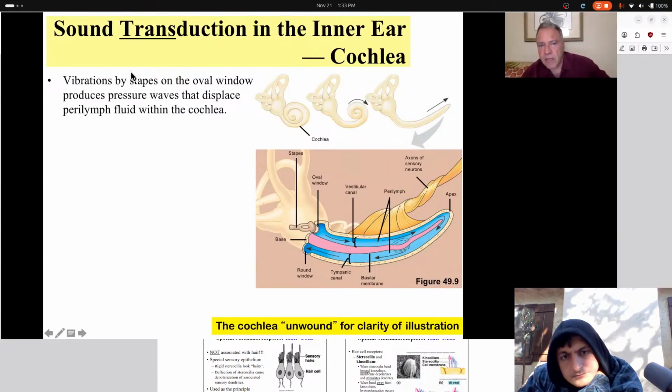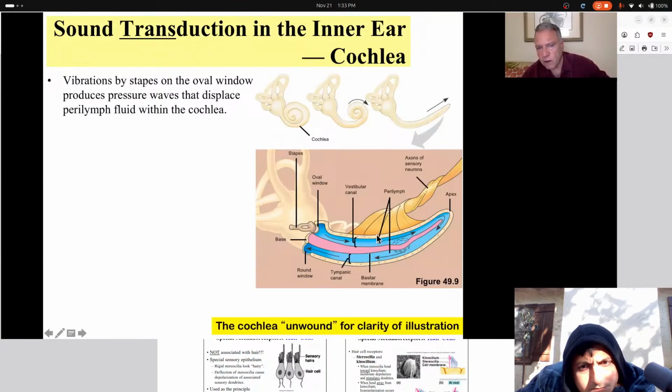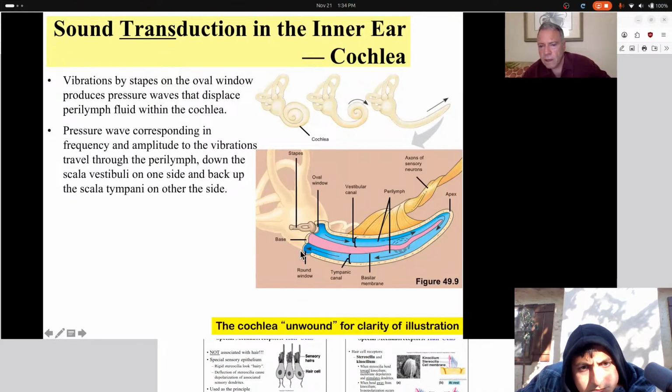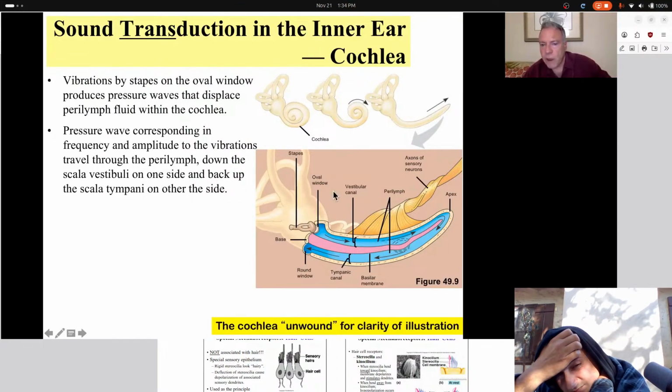So vibrations by the stapes, that's the third bone, in the oval window produce pressure waves that displace the perilymph fluid, that's the liquid in here, within the cochlea. Now, how big that wave is tells you how strong the signal is. How far apart those waves are tells you the wavelength, which is related to the frequency. So your brain takes all this information.